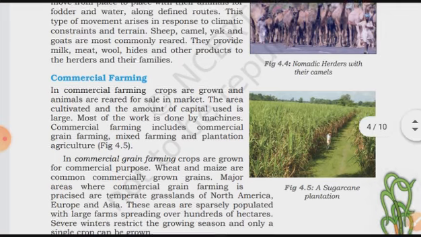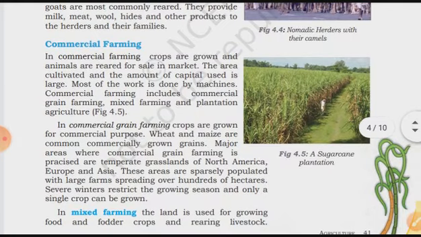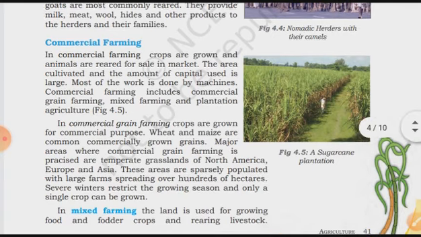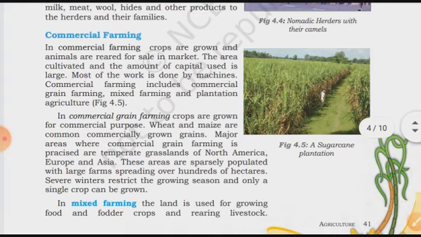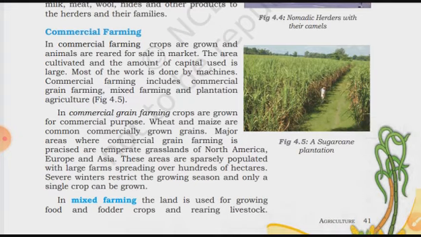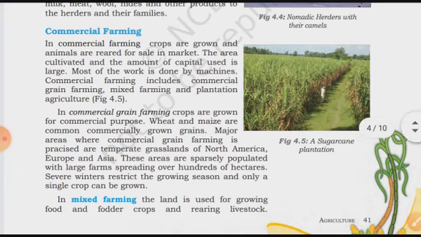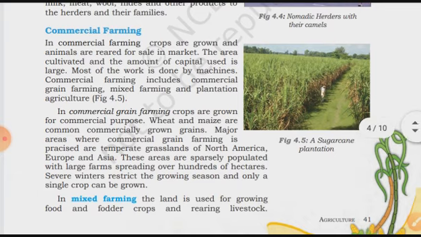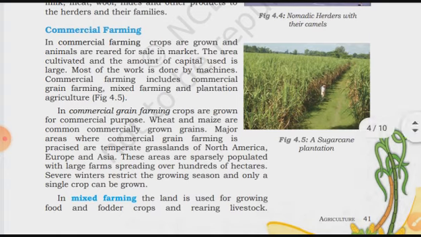Then after, they have given commercial farming. What is commercial farming? As you have read about subsistence farming, now we are going to learn about commercial farming. In commercial farming, crops are grown and animals are reared for sale in the market. Whatever crops are grown and whatever animals are reared, all of these are for sale in the market.